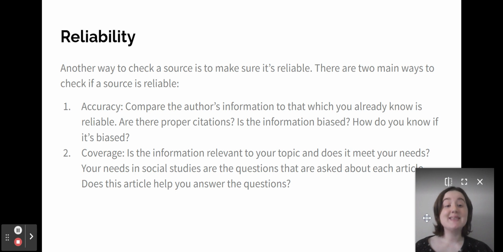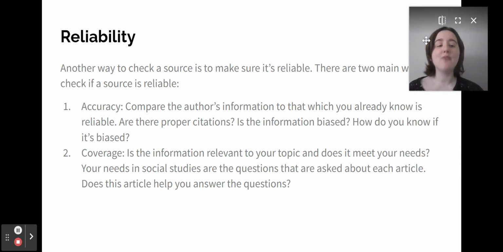Another way to check is to make sure it's reliable. There are 2 main ways to make sure a source is reliable. Number one is if it's accurate. Compare the author's information to what you already know is reliable. Are there proper citations? Is the information biased? How do you know if it's biased?